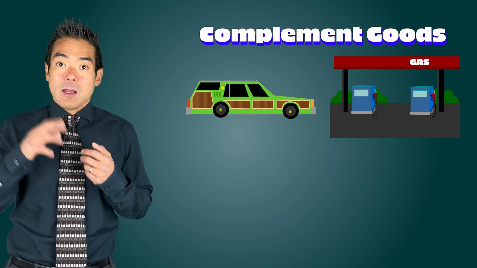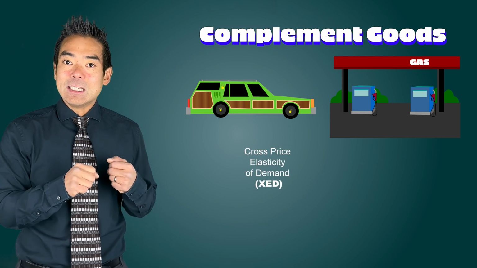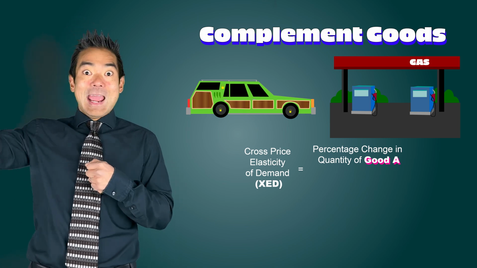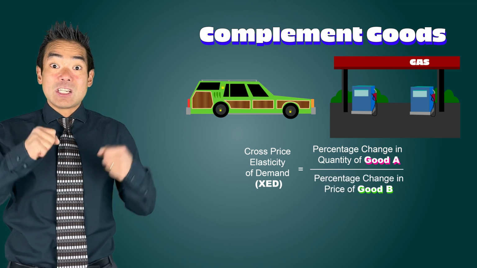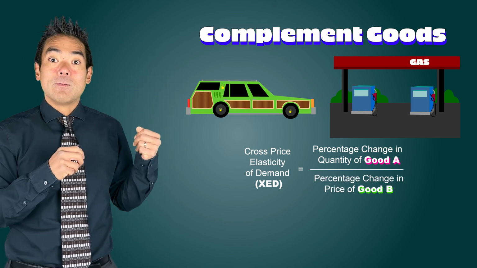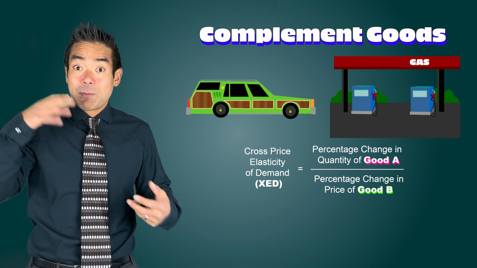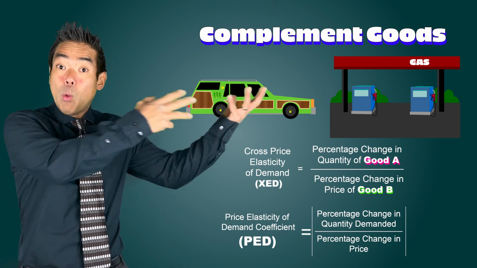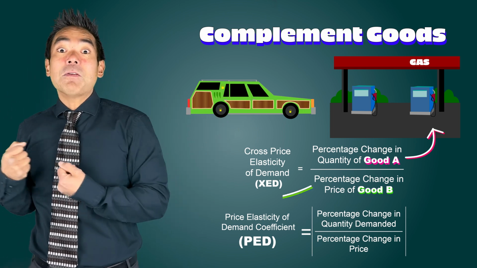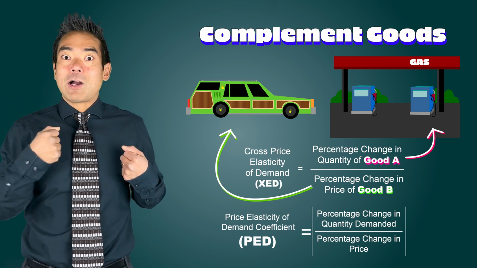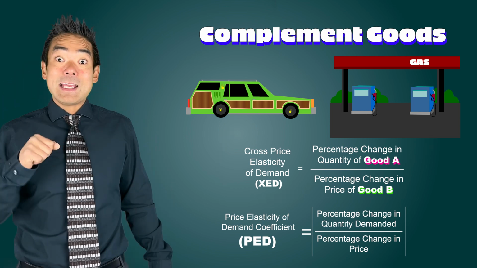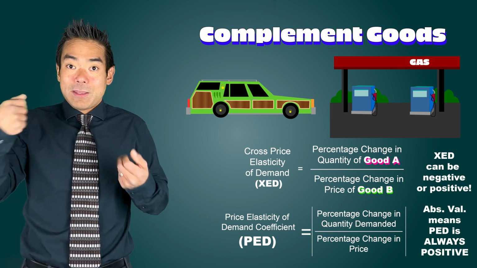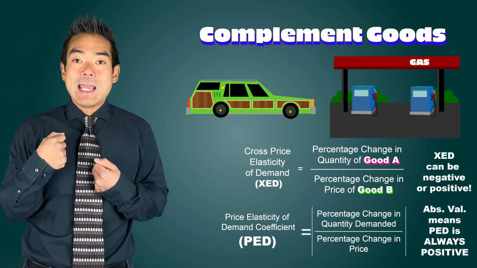Cross-price elasticity of demand, often abbreviated as XED, is calculated as the percentage change in quantity demanded of good A divided by the percentage change in price of good B. You'll notice it's quite similar to our calculation of the price elasticity of demand coefficient. But now we're trying to measure how much the quantity demanded of one good changes when the price of a different good changes. Notice with cross-price elasticity of demand, we also don't take the absolute value, as the sign of this coefficient will be important in telling us the nature of the relationship between good A and good B.